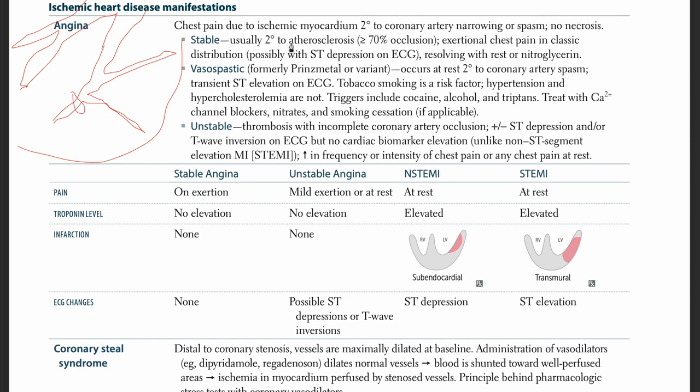Stable angina is usually secondary to atherosclerotic plaque. The symptoms are only going to occur if the occlusion it makes is more than 70% occlusion, right? Exertional chest pain in classic distribution. So this is the one with exertion, possibly with ST depression on ECG.